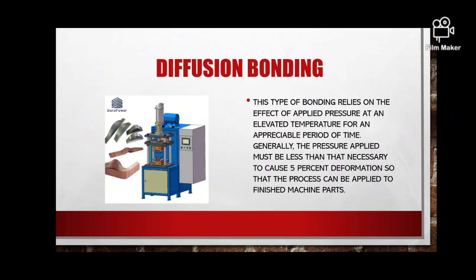Diffusion bonding. This type of bonding relies on the effects of applied pressure at an elevated temperature for an appreciable period of time. Generally, the pressure applied must be less than that necessary to cause 5% deformation so that the process can be applied to finished machine parts.